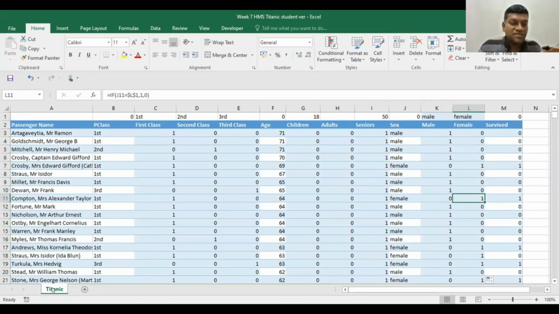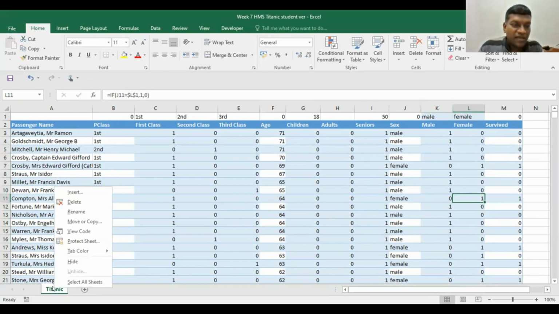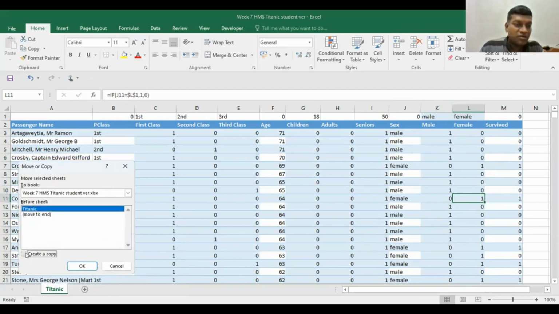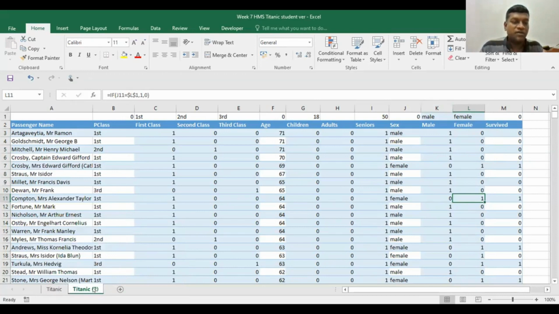So I'm going to copy this, duplicate this tab. So I'm saying move or copy, create a copy, move to end, and I say OK. So I have, I'll rename it as analysis. Okay, right. So now I don't need these anymore.